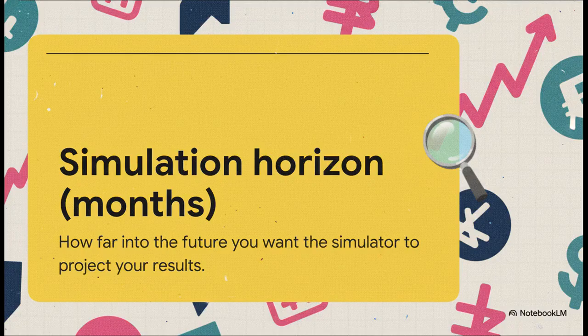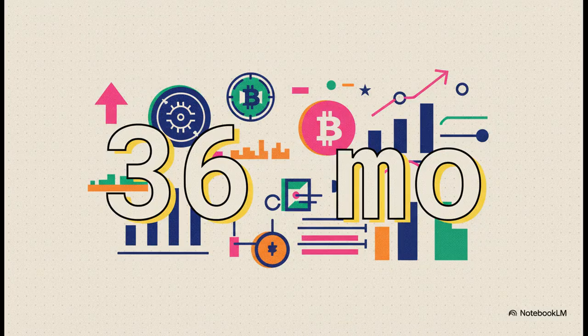And our very last control is the simulation horizon, in months. This one's super easy. It's just how far into the future do you want this thing to project your results? Are you thinking about the next 12 months, or are you trying to model a big 5-year plan? By default, it's set to 36 months, which gives you a nice 3-year look ahead. That's a great timeline for a medium-term view, but you should absolutely play with it. Shrink it down to see short-term results, or stretch it way out to see your long-term vision come to life.